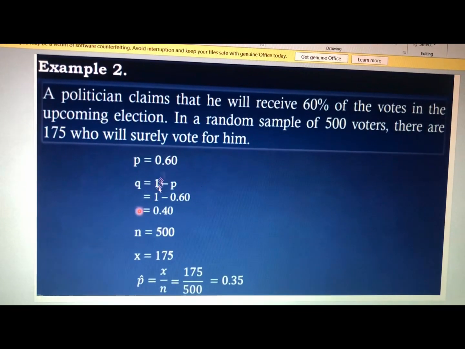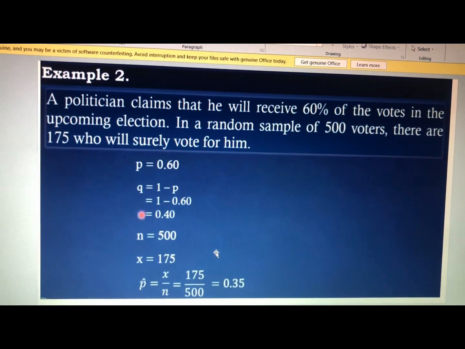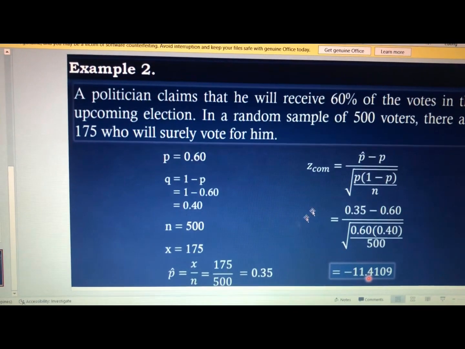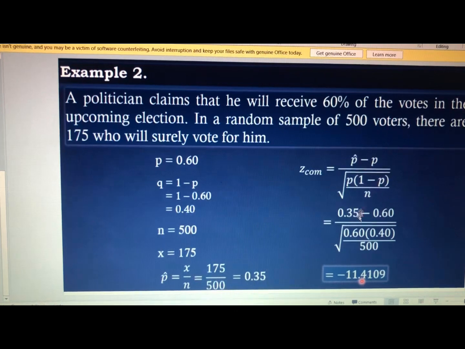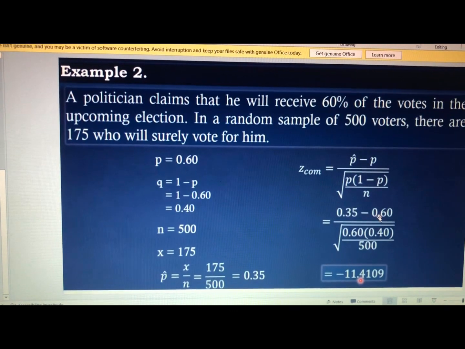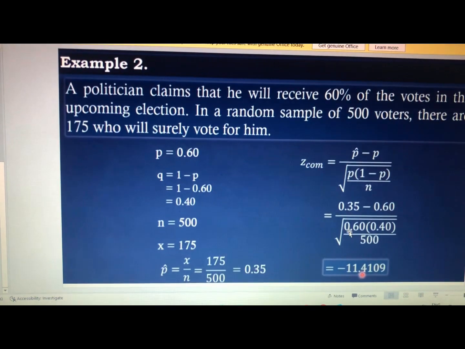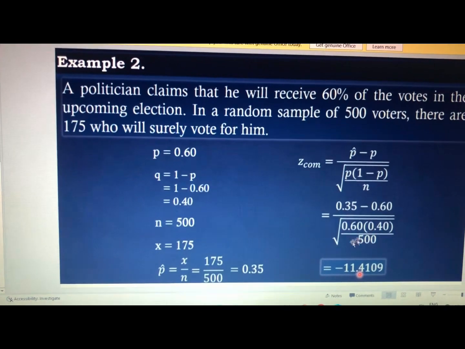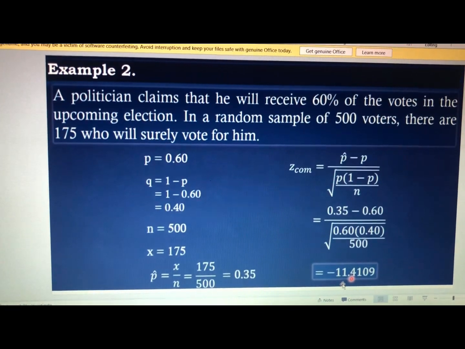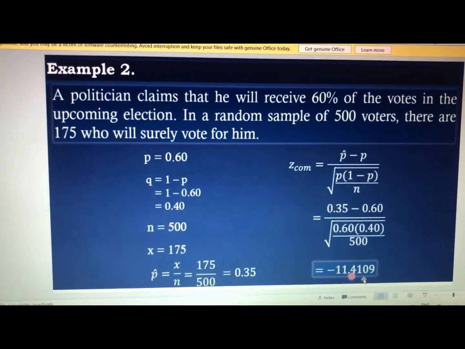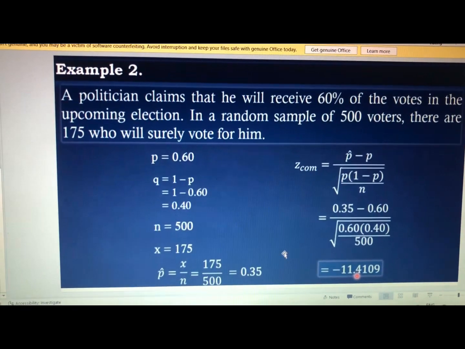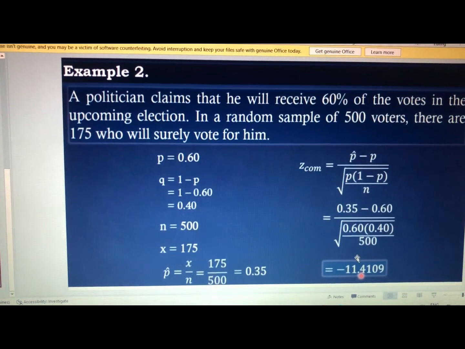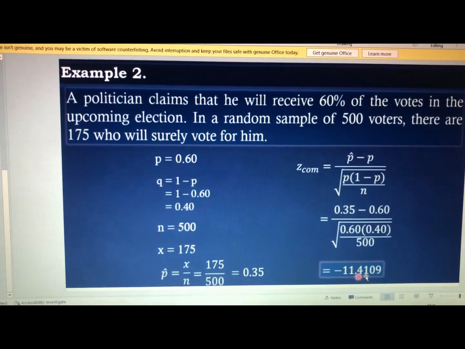So kompleto na yung kinakailangan natin para ma-compute natin yung z computed value natin dito. Okay. So using this formula, substitute all the given data, 0.35 minus 0.60 divided by the square root of 0.60 times 0.40 over 500. Using your calculator, the answer is negative 11.4109. So, pag nagtanong kayo if pwede dalawang decimal lang, pwede, depende sa teacher. Pag hanggang 2 decimal places lang, i-round off nyo up to 2 decimal places.